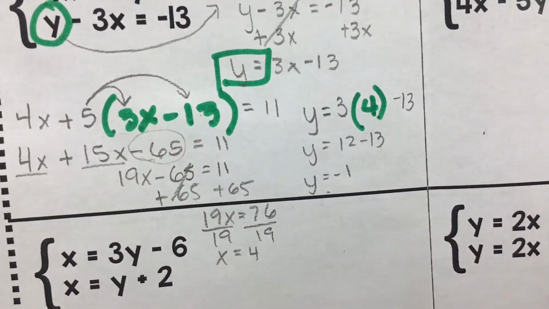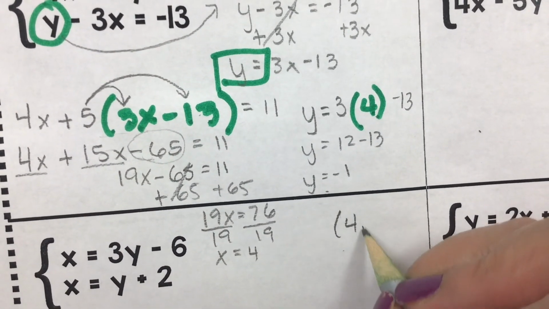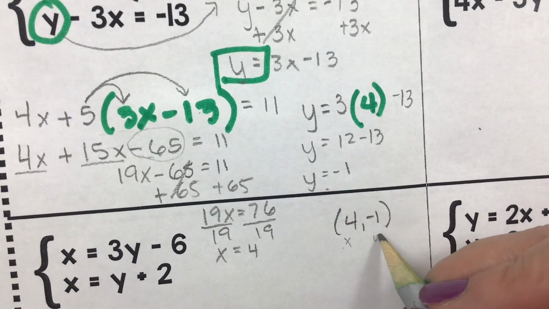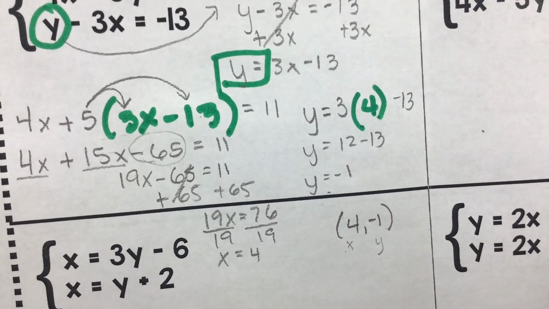That means that this ordered pair is 4, negative 1. Don't forget, in an ordered pair, you have to write the x first and then the y. And that's why I put 4, negative 1.